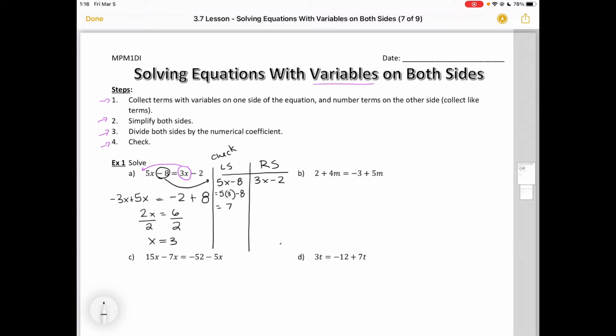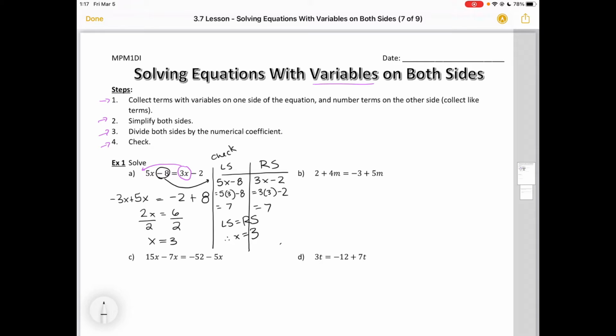15 minus 8 gives me 7 on the left-hand side, and 9 minus 2 gives me 7 on the right-hand side. So then I can conclude that the left side equals the right side. Therefore, x equals 3 is the correct solution.